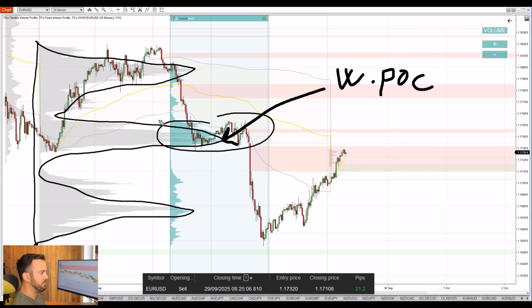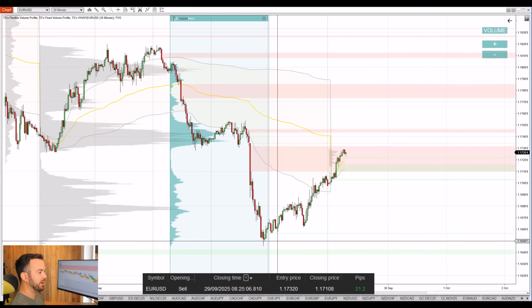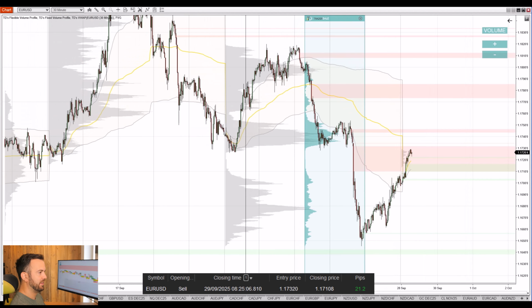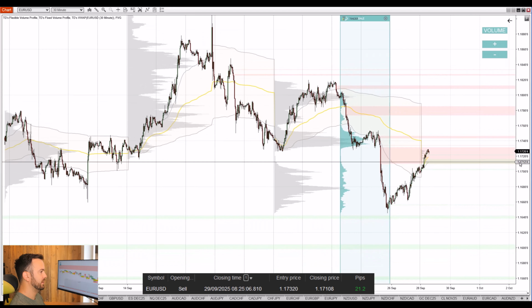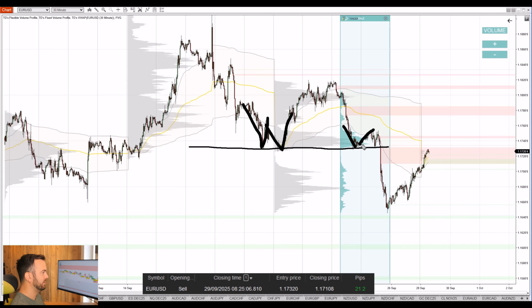So we have this heavy volume zone, we have the weekly point of control, and there was one more thing. If I zoom out a bit, the price was reacting to this area before, right? So in the past, this was a support because the price was reacting here. And when the price blew past that support in here, it turned into resistance, right? So we have three setups: two volume profile setups and one price action setup.